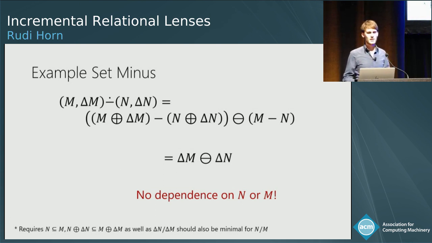In this case, we have the example of a set minus, where we say, well, if we know that n is a subset of m, and updated n is a subset of the updated m, and we know that everything is minimal to begin with, then our derivative just becomes delta m o minus delta n. This is great because it means that we can just take the change sets and perform calculation, and we don't need the database at all.